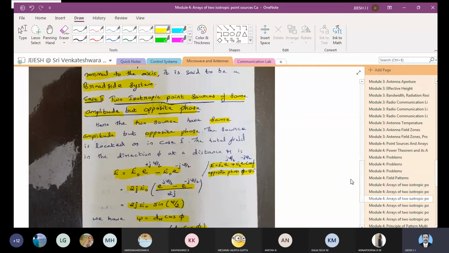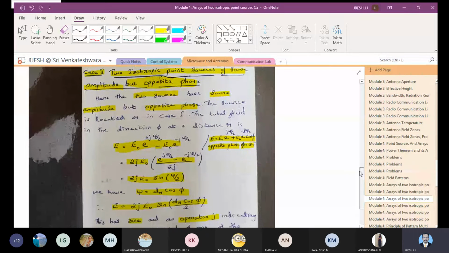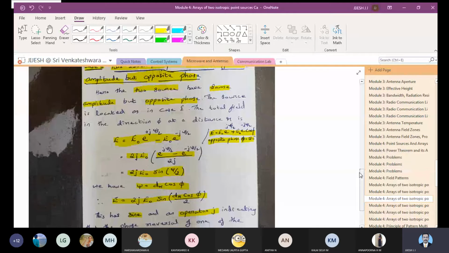When you are going with opposite phase, write the equation for that. It is E naught e to the power of plus j psi by 2 minus E naught e to the power of minus j psi by 2. The simplification of that gives 2j E naught sine psi by 2, where psi is equal to dr cos phi. So here we are going to discuss same amplitude but opposite phase, and you will get the final equation as 2j E naught sine dr cos phi divided by 2.